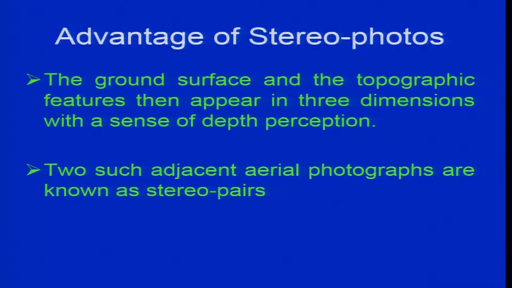Two such adjacent aerial photographs are known as stereo pairs. So, if you are having one photograph, and for example you are having this area here, and you are having another photograph which will also have this information, then this overlap, with photographs having an overlap of 60% and 30% sideways, are termed stereo photographs.